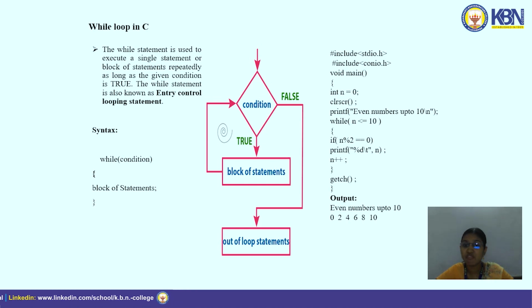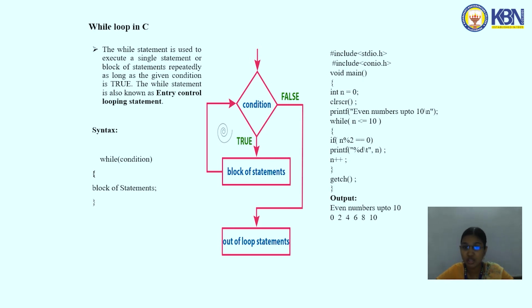Now the first n value is 0. 0 percentage 2: 0 is divisible by 2, so the output is 0, and 0 is also an even number. Then the n value 0 will be printed. The next step is n plus plus. This is a post increment. Now the n value is 0, and I have to add the value 1. It means 0 plus 1, so the n value becomes 1.